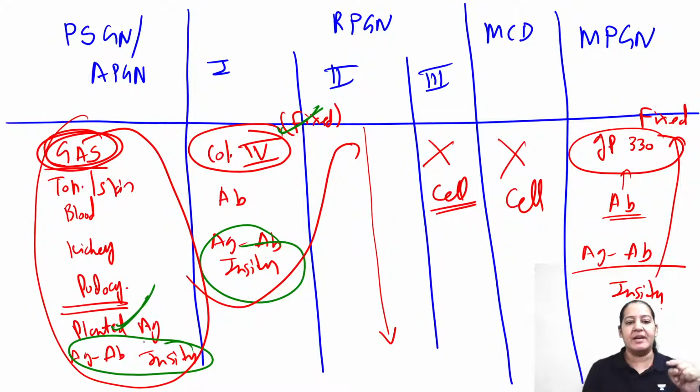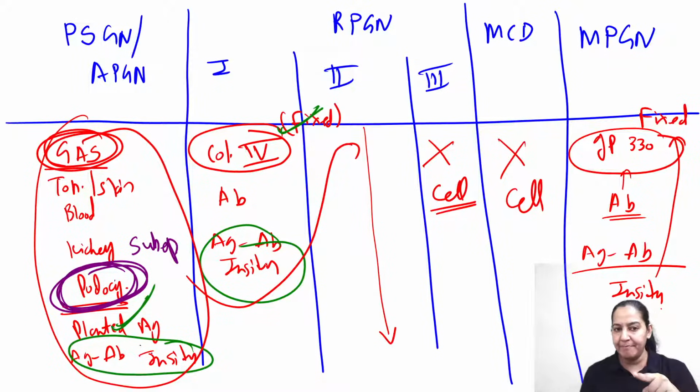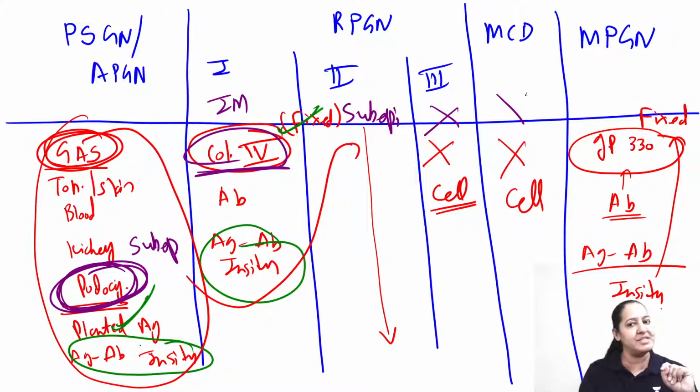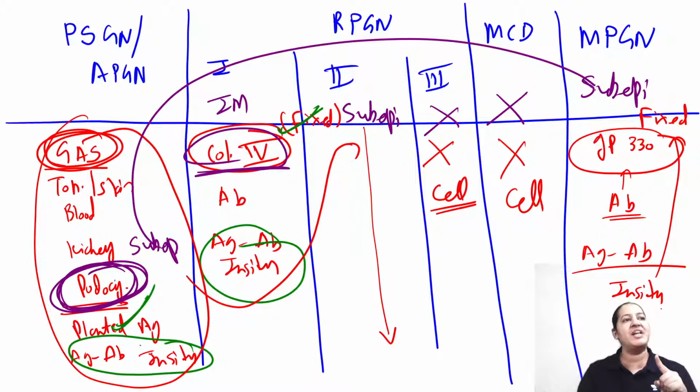So in PSGN, since the bacteria got deposited on the podocyte, the antigen antibody complexes are on the podocyte, so the deposits are subepithelial. In type 1, since the antigen is type 4 collagen, which is a component of basement membrane, the deposits are intramembranous or epimembranous. In type 2, again it is subepithelial because it is the same as PSGN. Type 3, no deposit. MCD, no deposit. In MGN, the deposits are again subepithelial. So you can see the subepithelial deposit in both APGN, PSGN and MGN.